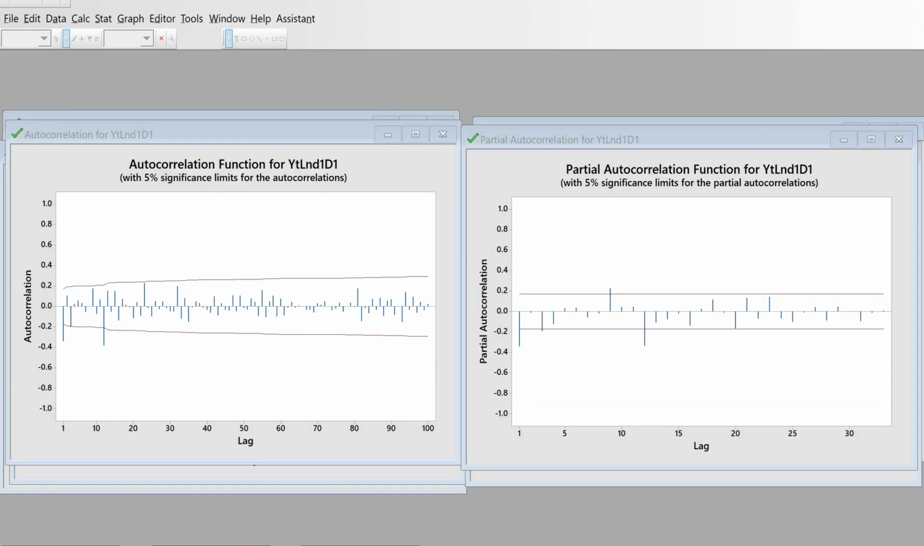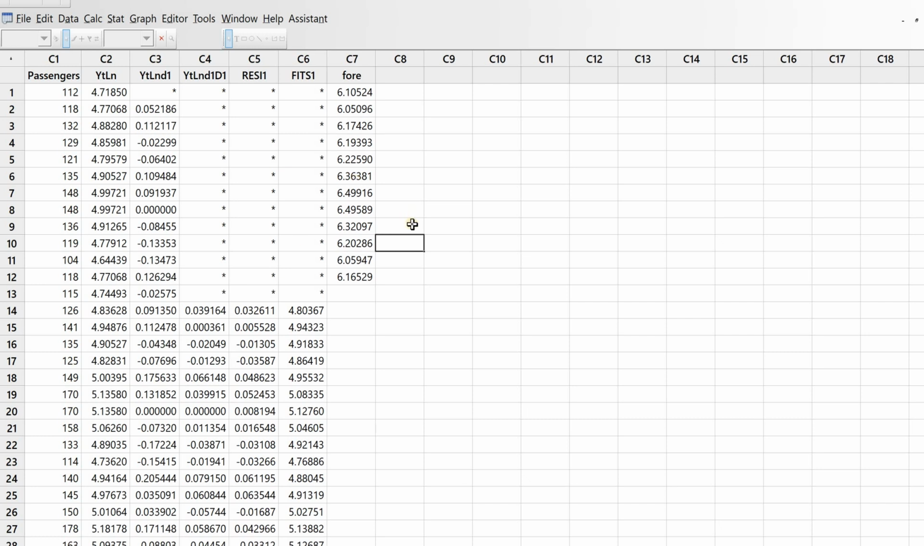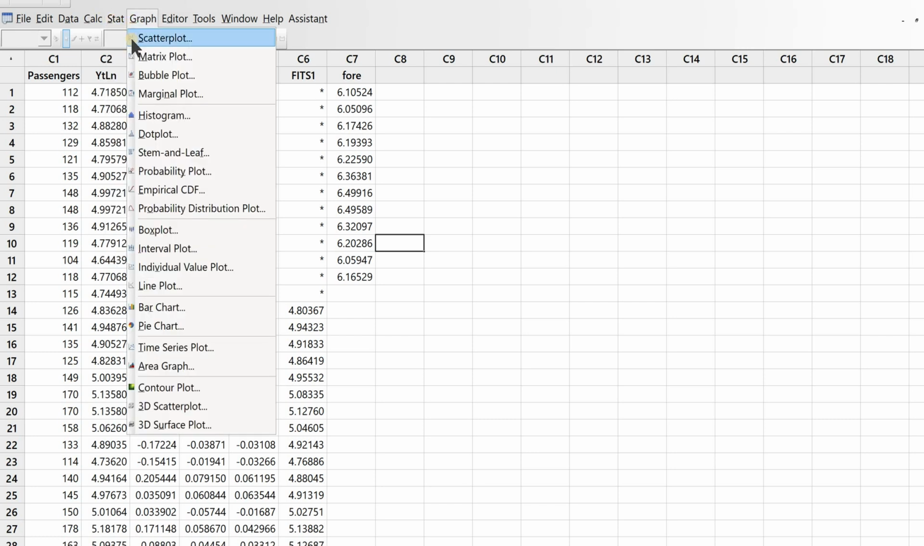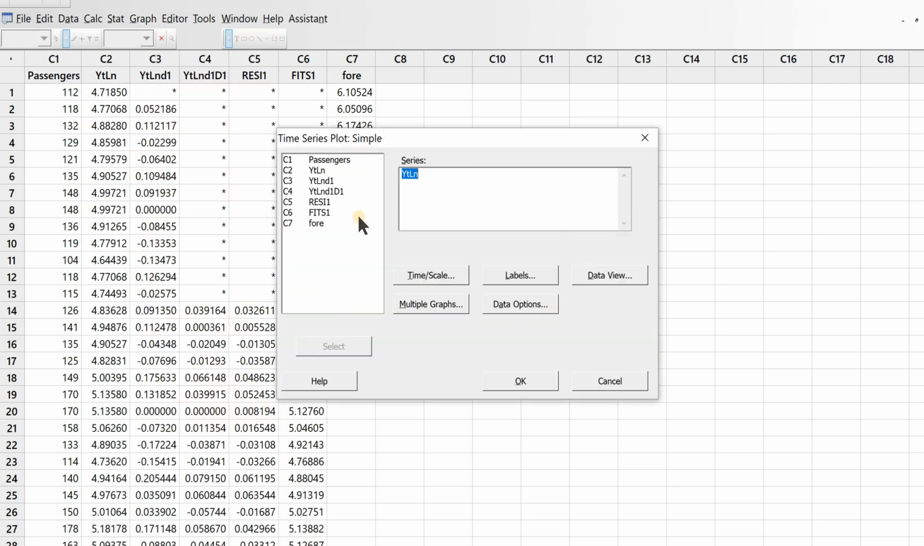So this is the fit of the model and also the forecast and the residual. So here, after we store the residual, we can check to see whether the residual fulfills the other residual diagnostics. For example, we can check the time series plot of the residual.